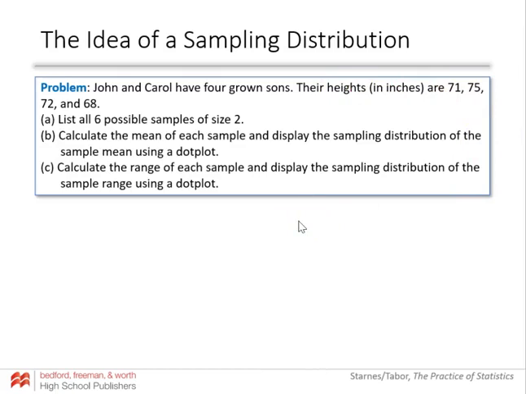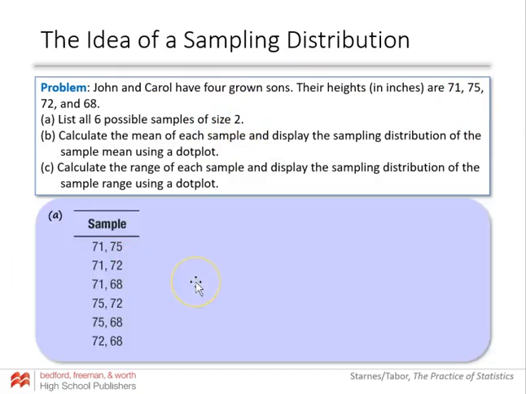So first thing we're going to do is define our sample size. Our sample size is n equals 2. Okay, we're taking samples of 2 out of their 4 sons. So what are all the different ways that we could do that? All right, so we list out the heights. If we take a sample of 2, I could take the first son and the second son, the first son and the third son, the first son and the fourth son, and so on and so forth. So there's 6 different ways that I could take groups of 2 from those 4 sons.